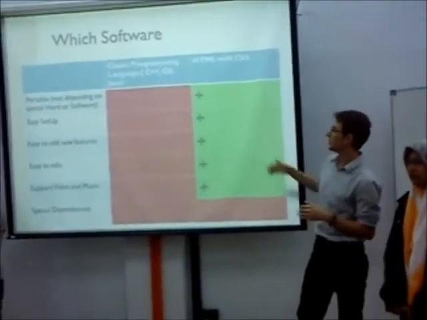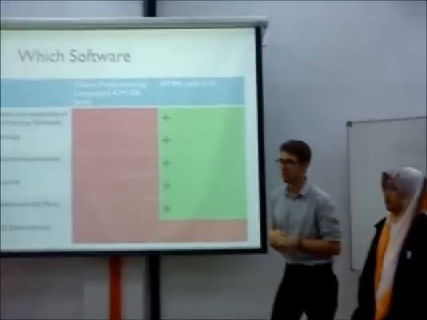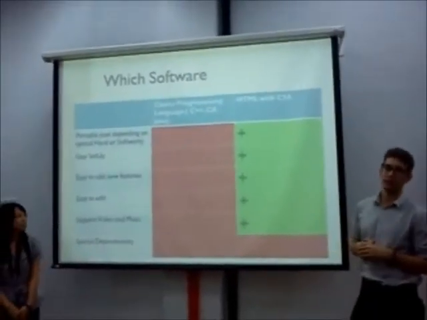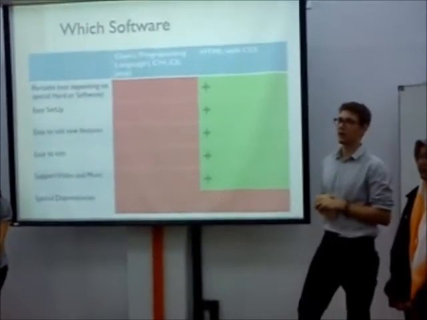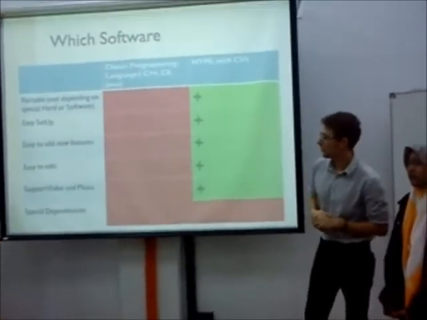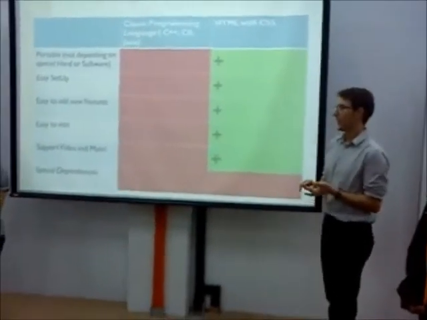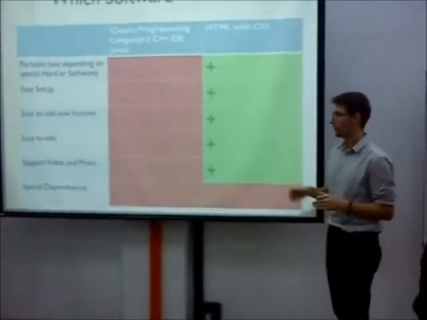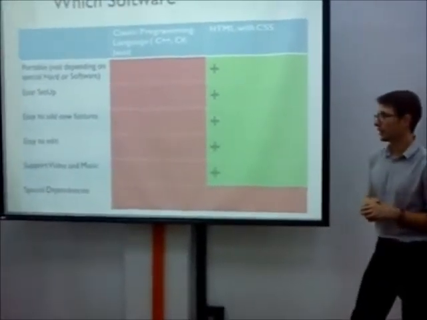So we make a list to decide whether we want to use a classic programming language like C or C++, or we go with HTML and CSS. And HTML has a lot of advantages. It's portable, you don't need to install it. It can use all kinds of videos or music, and it's very easy to add new features and edit.